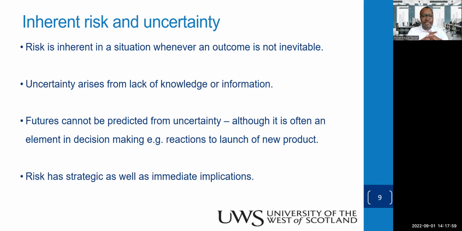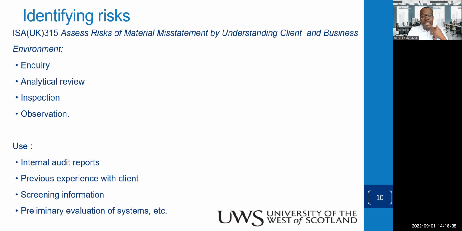So uncertainty would always arise when we don't have information or knowledge about the situation. Therefore, the future cannot be predicted from uncertainty. You're not sure of the future. How can you predict it? Okay. So we must always ensure that we have some knowledge about what is happening. If there's no control at all, we must institute something, at least if it is on paper and it's not been implemented. We can use that as a starting point to reduce this inherent risk. Risk has strategic as well as immediate implications. So overall, the future going concern status of the organization could be impacted by risk, and currently, it could also be impacted. So short-term effects and medium to longer term effects are all inherent within risk and uncertainty.